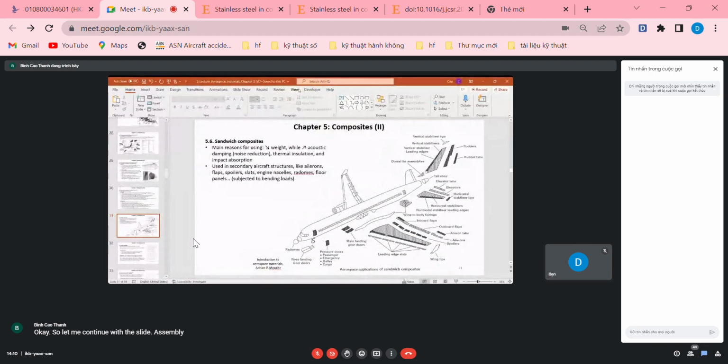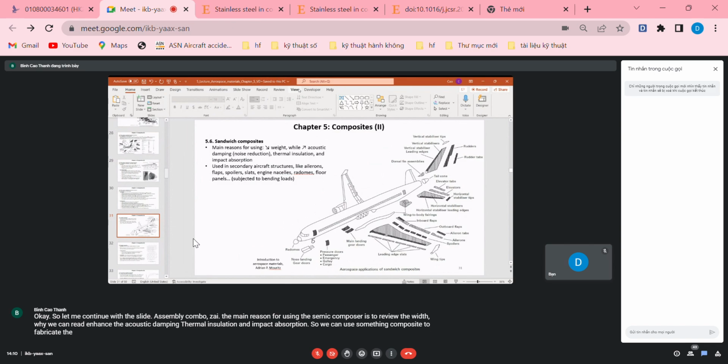Sandwich composite. The main reason for using the sandwich composite is to reduce the weight, while we can enhance the acoustic damping, thermal insulation, and impact absorption. So we can use sandwich composite to fabricate the secondary aircraft structures, for example ailerons, flaps, engine nacelle, floor panels, subject to bending loads.